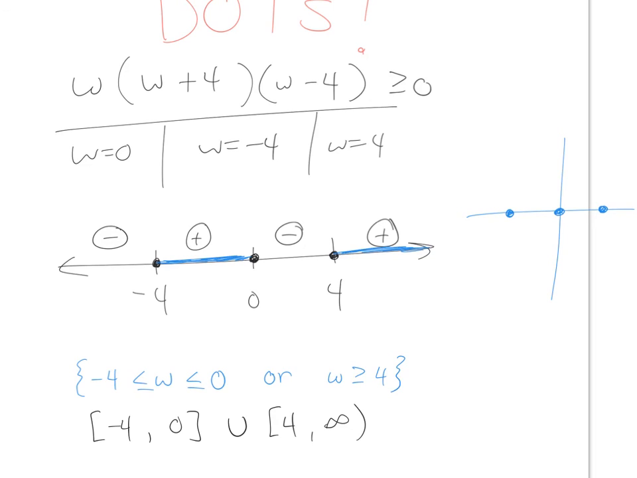Where is the region negative? It's negative down here, right? Everybody sees that? And then from 0 to 4, isn't it negative also? Yeah. From 0 to 4, it's negative. See what I just did? Everybody see what I just did? I filled in the negative regions for my number line.